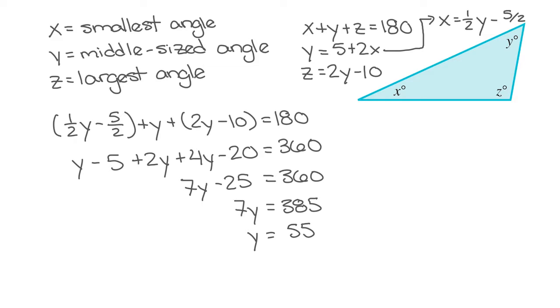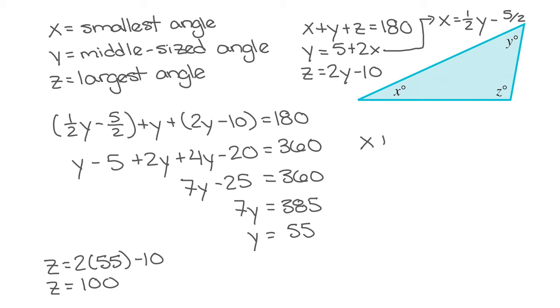Now that we've solved for y, we can substitute 55 for y in our third equation to solve for z. We have z is equal to 2 times 55 minus 10. Simplifying, z equals 110 minus 10, or 100. Now that we have y and z, we can solve for x by substituting 55 for y and 100 for z in the first equation.